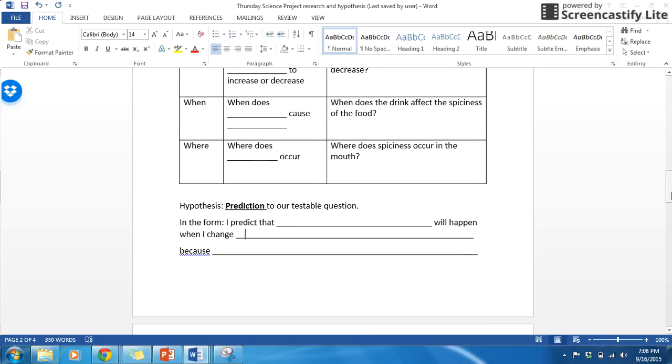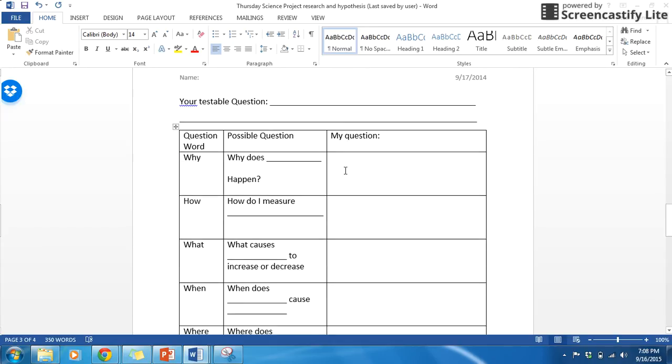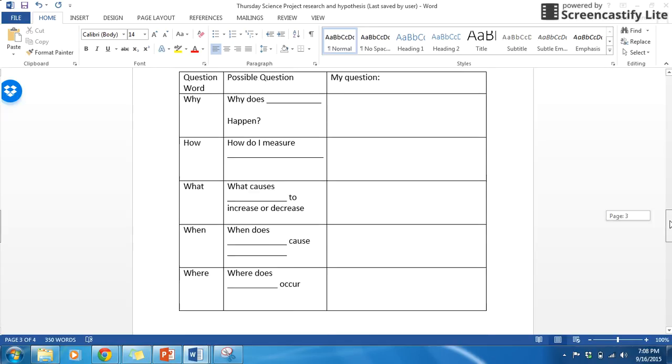So, y'all, it is now time for you to move on to your next page and write down your testable question below and write down the possible questions that you are going to ask.